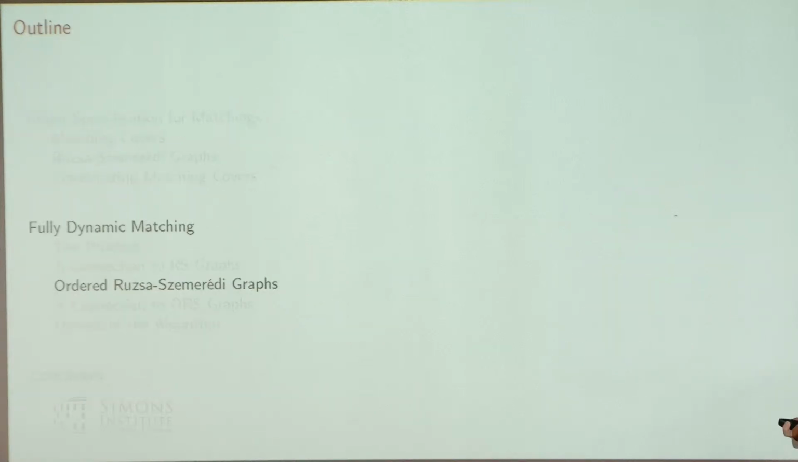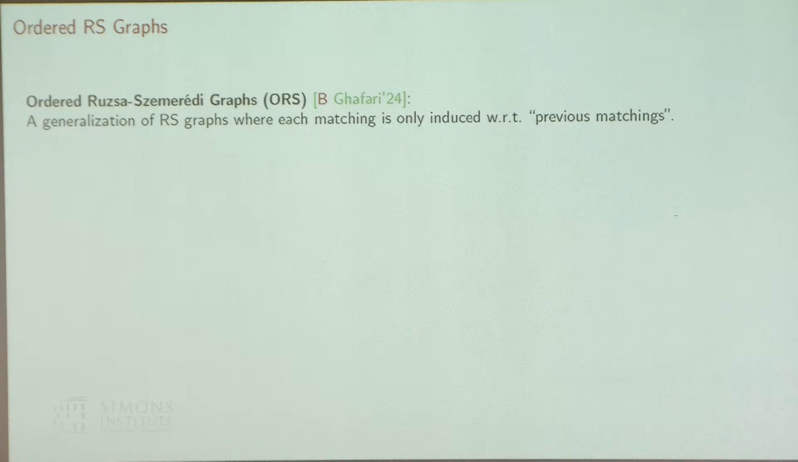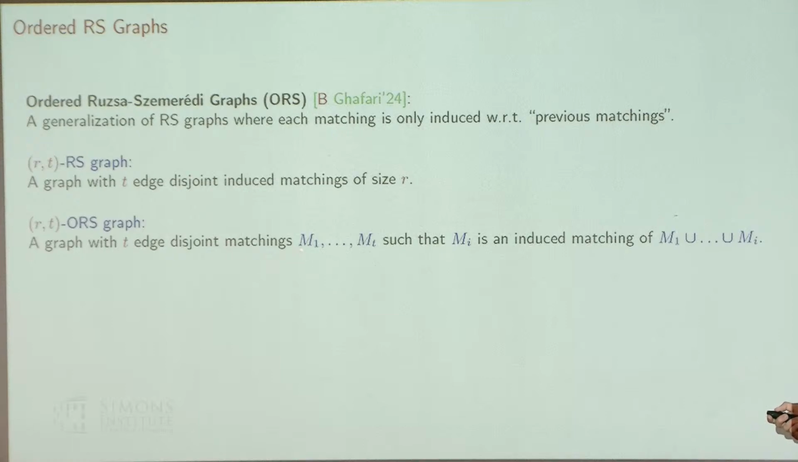And that's what ordered Ruzsa-Szemerédi graphs are for. We define ordered Ruzsa-Szemerédi graphs as follows. This is a generalization of RS graphs, where each matching, instead of being induced in the whole graph, is only induced with respect to the previous matchings. In other words, we have an ordering over the matchings, M1 through MT. The matchings come one after another, and each Mi is induced in the graph that's the union of the first i matchings. So it doesn't care about the matchings that come afterwards.